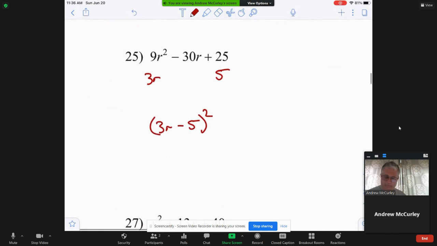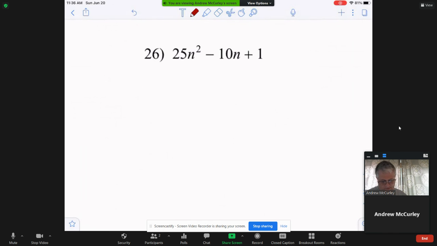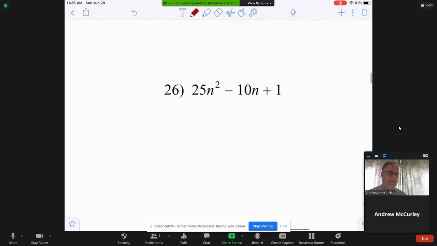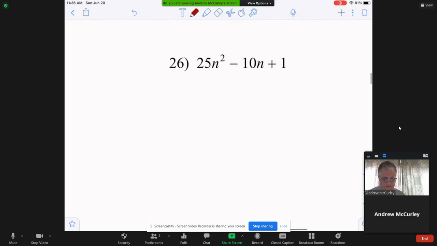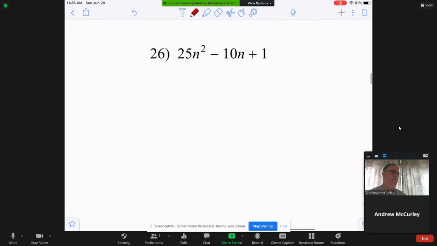Okay? I hope we're seeing this. If you have trouble, and here's the thing about this, if you miss it, it's okay. You'll catch it the other way. You might just at the end say, oh, it's one of those. I could have done it real fast. Square root of this one is 5n. Square root of this is 1. Double it. That's 10. So this one's going to be 5n minus 1 quantity squared.